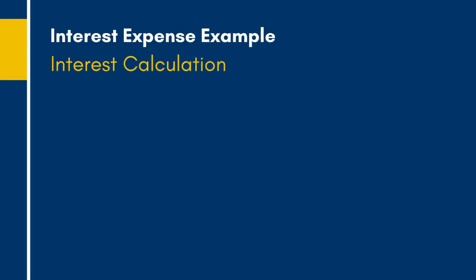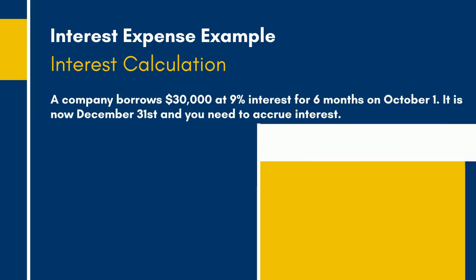Our example deals with interest expense. Suppose a company borrows $30,000 at 9% interest for 6 months on October 1. It is now December 31st, and you need to accrue interest for the accounting period that is about to close. There are 3 months in this period, October, November, and December, so we must accrue the interest for this time period. Remember, our formula is principal times rate times time.